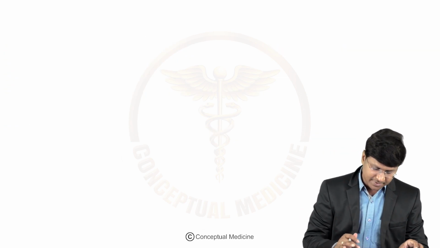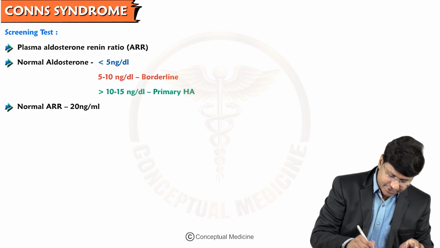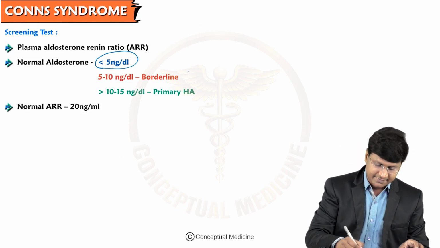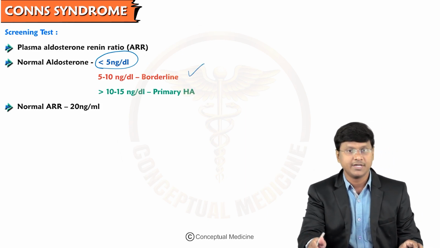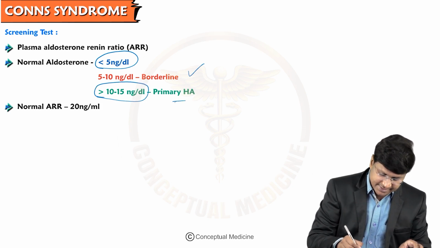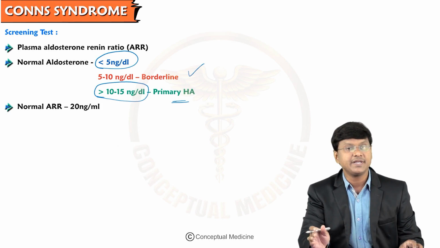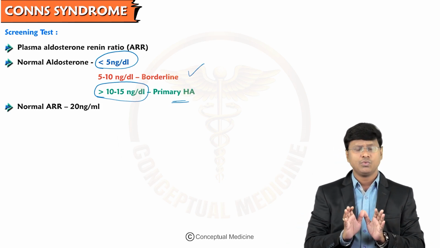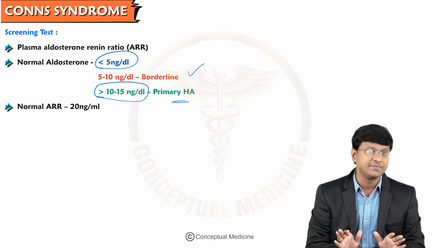And normal aldosterone levels, I have already said, the normal value is less than 5 nanograms per deciliter. If the levels are between 5 to 10, it is borderline. And if the aldosterone level is more than 10 to 15 nanograms per deciliter, this is suggestive of primary hyperaldosteronism. Okay. Now, these are the screening tests we have discussed.